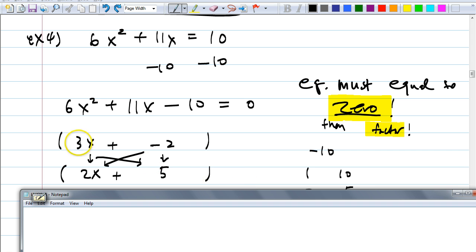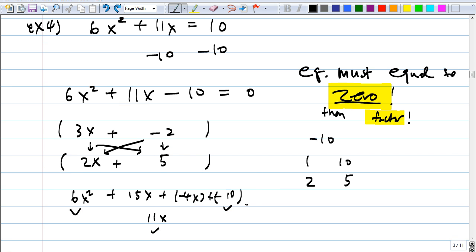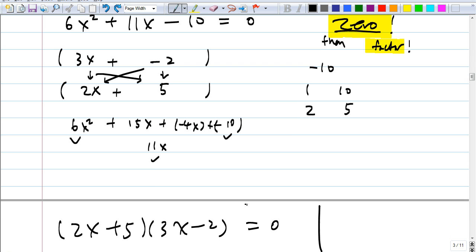Let's see. 3x times 2x, you get 6x squared. What's 3x times 5? Positive 15. What's 2x times negative 2? Negative 4. Does that give us positive 11x? Yes. And then negative 2 times 5, we get negative 10, which is good. Yes, it works. So therefore, it becomes this.